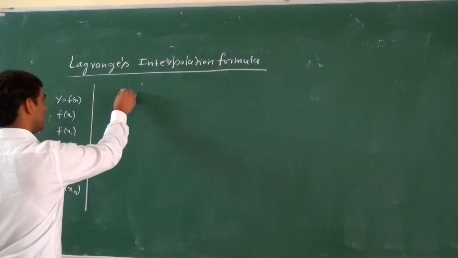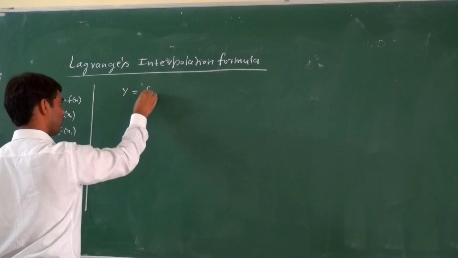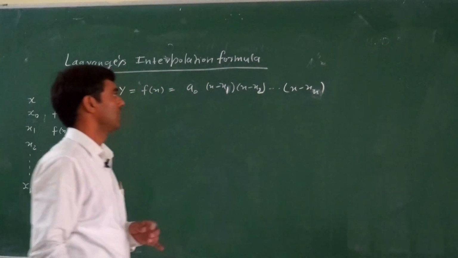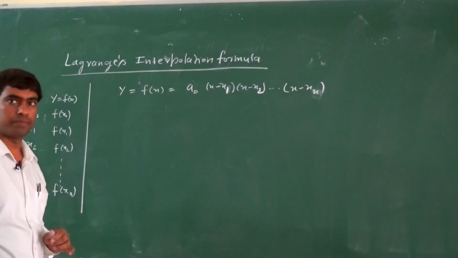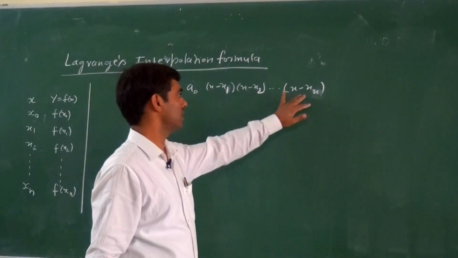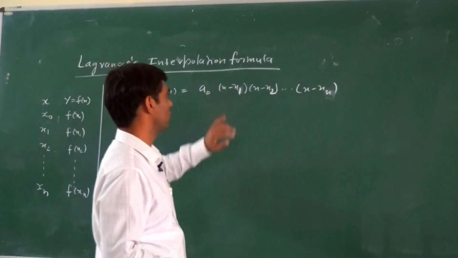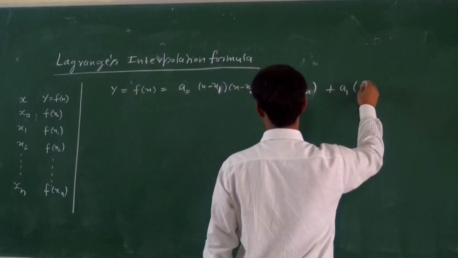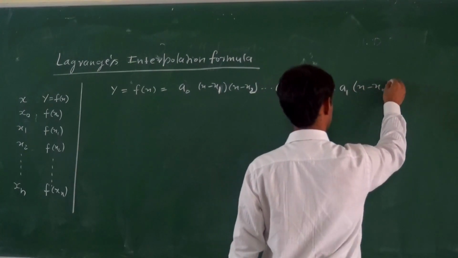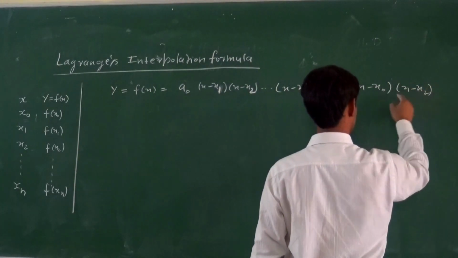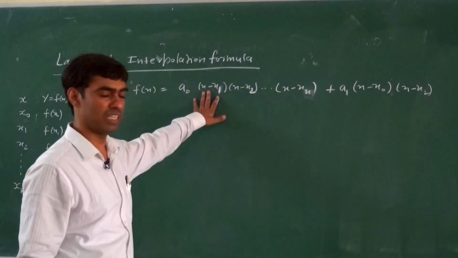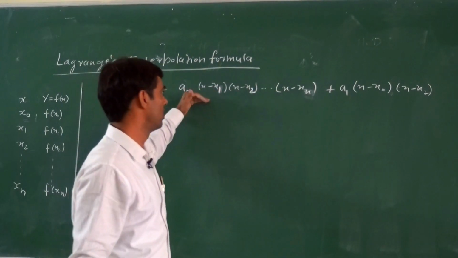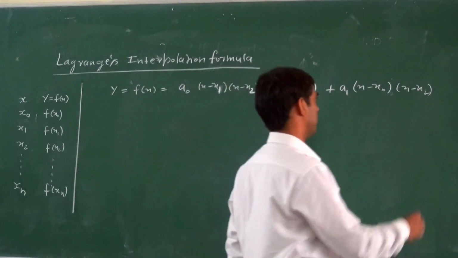As in all interpolating formulas, we assume a polynomial of degree n if we have n plus 1 arguments and corresponding function values. So here we assume y equal f of x equal a0 times a polynomial of degree n. Similarly, we write a1 times x minus x0, x minus x2, and so on. There is a missing term x minus x1. From x0 to xn there are n plus 1 terms, but one term is missing, so the degree of this one is n.